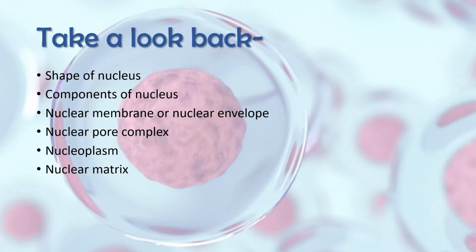Before we begin our topic, let's look back at what we have discussed to date. We discussed the shape of the nucleus, which is spherical. The components of the nucleus involve the nuclear envelope, nucleoplasm, nuclear matrix, chromatin, and nucleolus. We have discussed the nuclear pore complex, the nucleoplasm, and the nuclear matrix in detail. So in today's video, we will improve our understanding of the nucleolus.